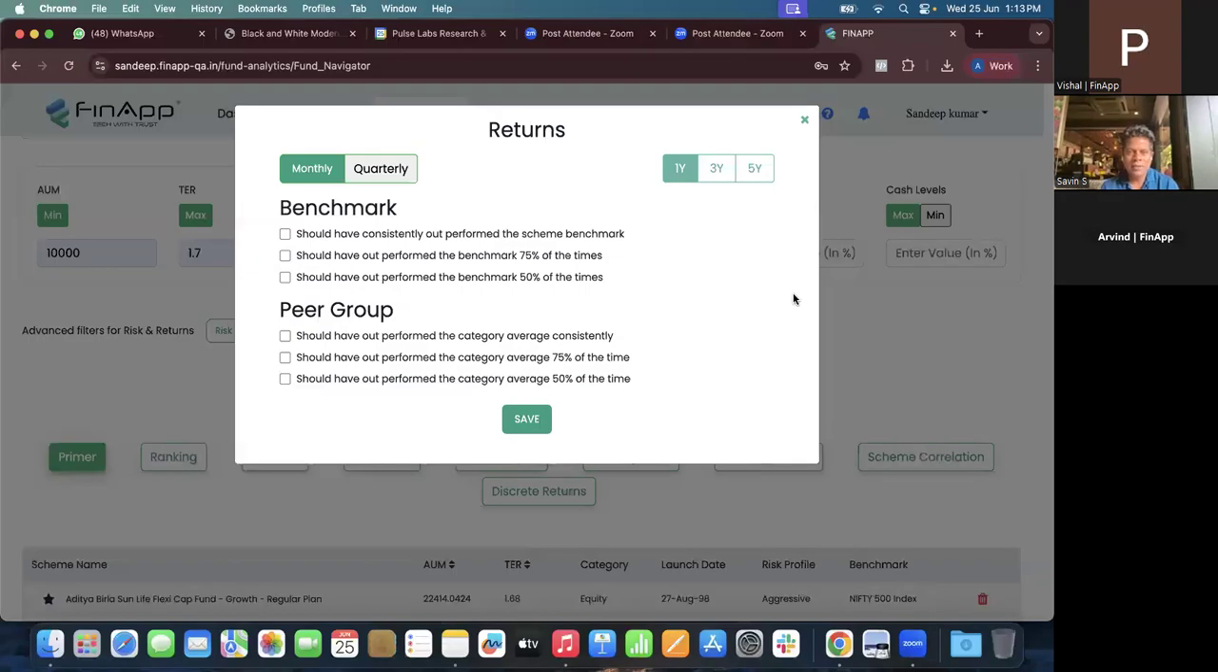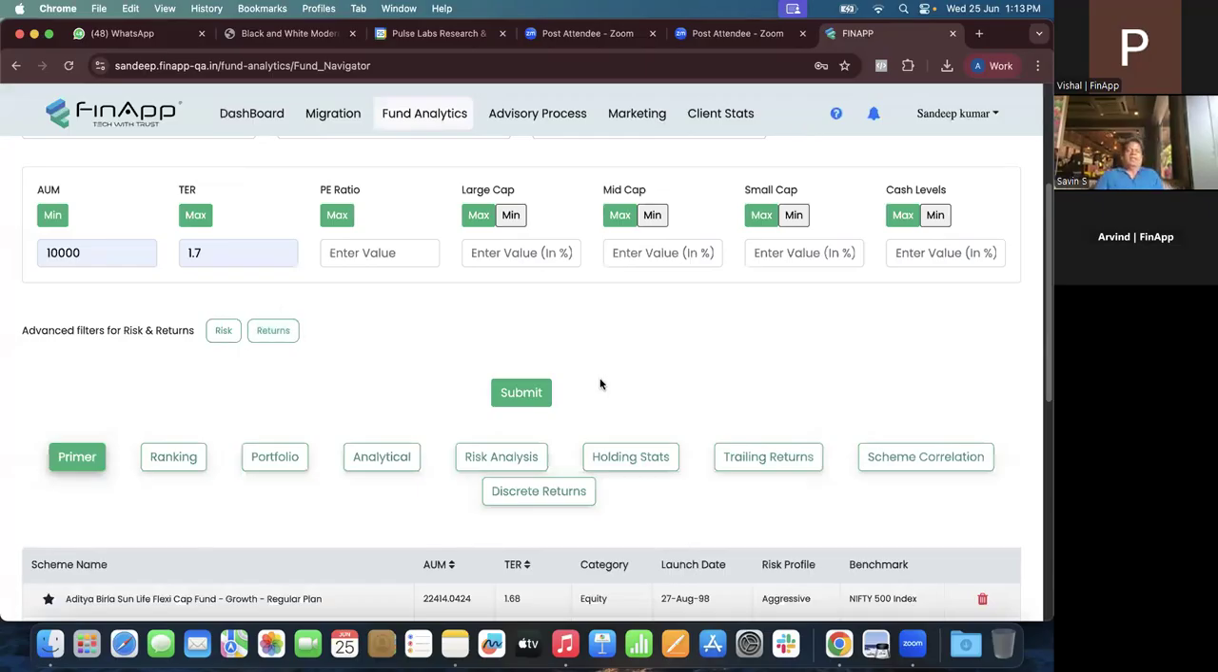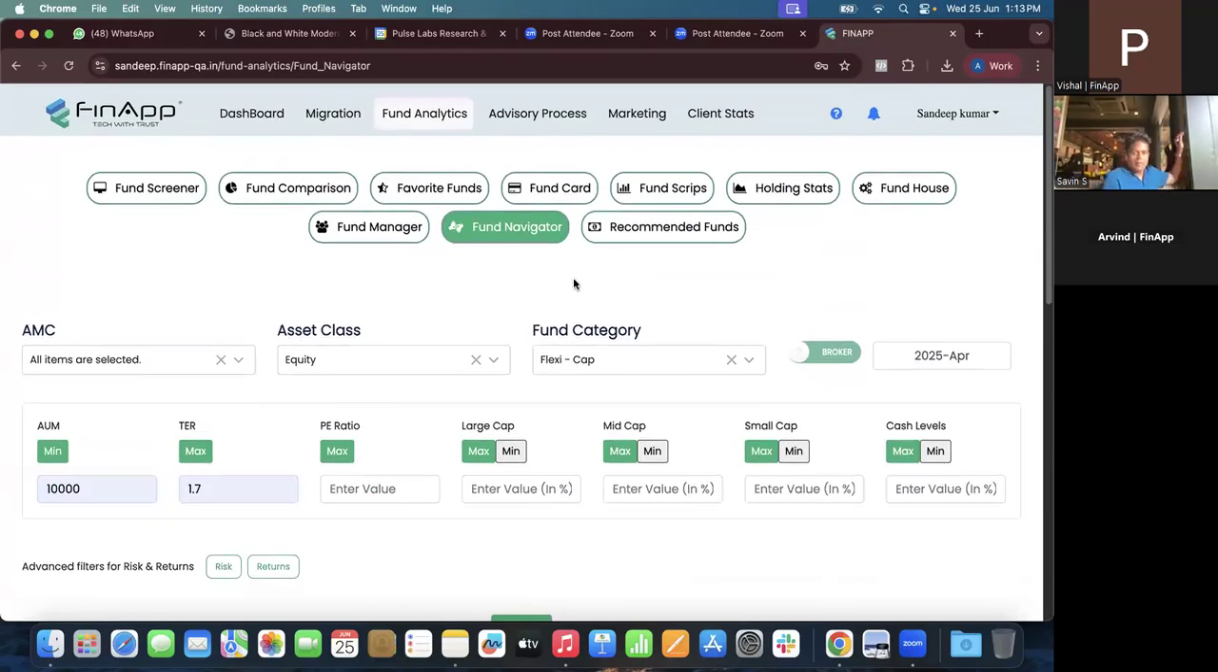So you see, from here related record, no issues. I'll just recap it a little bit. From fund analysis, and this is the admin panel. So first we go to Fund Navigator.